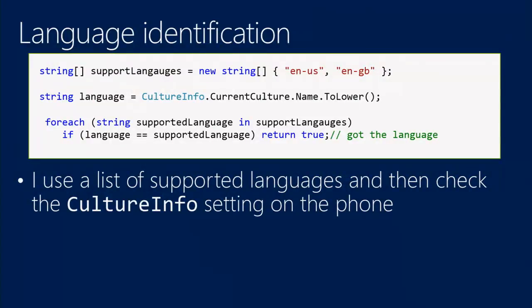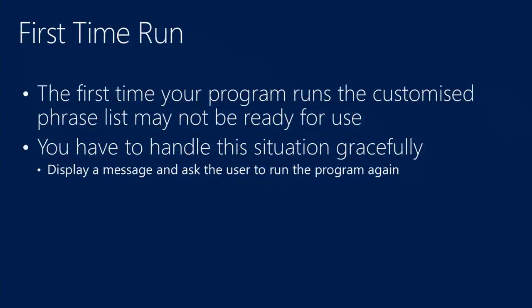So this thing here, I have a list of all the language files I have in my application. I can get my culture information from the phone, and I can then just spin through this list looking for them. This is very, very simple code. And this will tell me if I have support for the language the user is currently working in. And if they haven't, I can display a message and behave appropriately.